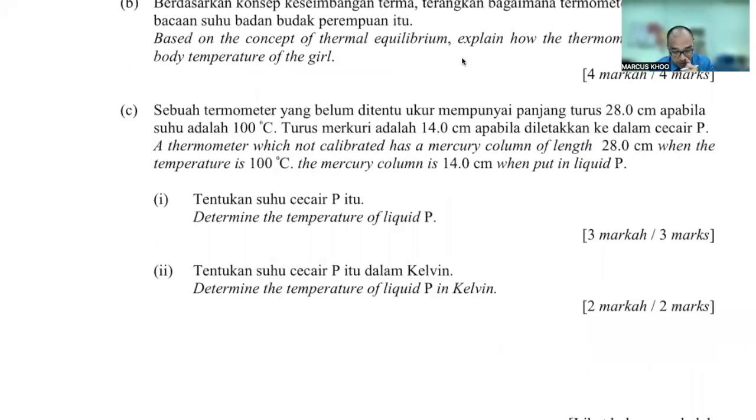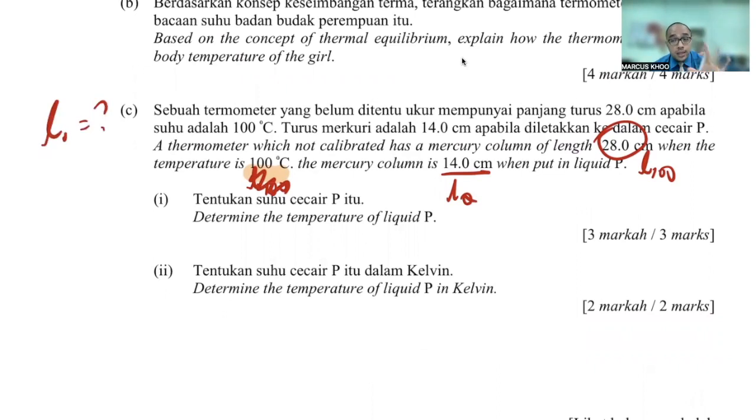Okay, a thermometer that has not been calibrated has a mercury column of length 28 when the temperature is 100. Now the mercury column is 14 when put in liquid P. But the only thing about this question is they did not tell you about zero. What is the L0? Sorry, 28 is L100. And then this is L theta. But the problem is they didn't tell you what is L0.